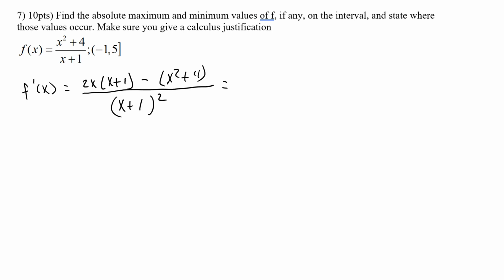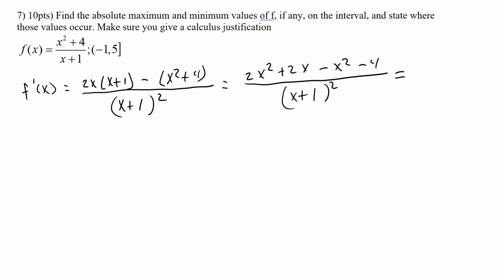So then when we distribute, we get 2x squared plus 2x minus x squared minus 4, all divided by x plus 1 squared. Now, -1 is not a critical point of interest because it's not in our original domain. But when we clean this up, we end up with x squared plus 2x minus 4 over x plus 1 squared.